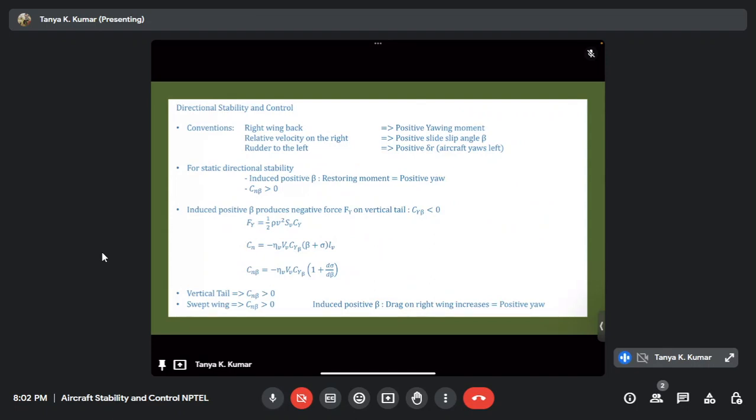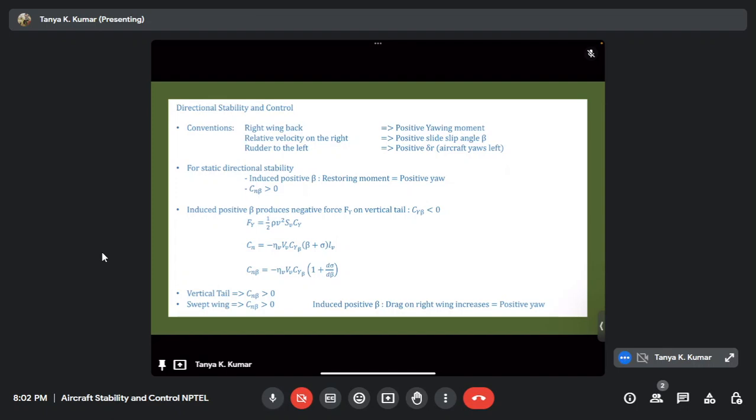Then we moved, this was longitudinal stability control till now. Now we'll look at directional stability and control. First we start with the convention. The right wing moving backwards or yawing backwards is called positive yawing moment. Again, how did we decide this? Put your thumb along the yawing axis, which is the Z axis, right? The direction of the curl of your fingers is the positive yawing moment. So the positive yawing moment is your right wing going backwards.